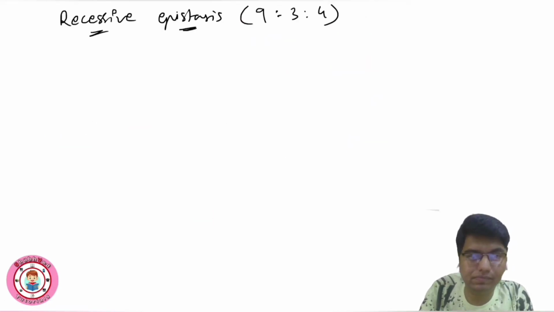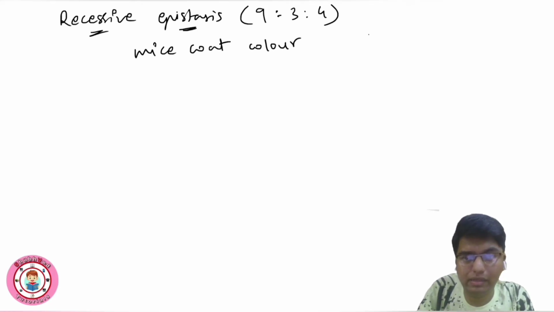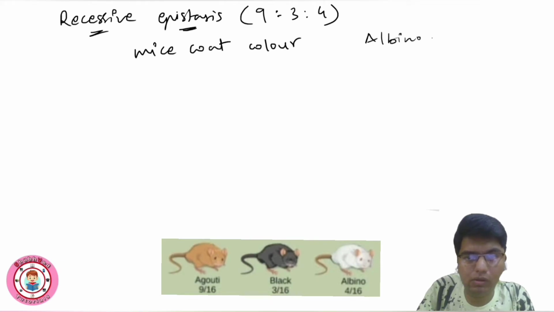Now recessive epistasis we are starting. The example is mice coat color. Three types of colors are there: albino, black, and agouti. So albino is recessive and agouti is dominant, and black is dominant over albino, because albino is recessive.